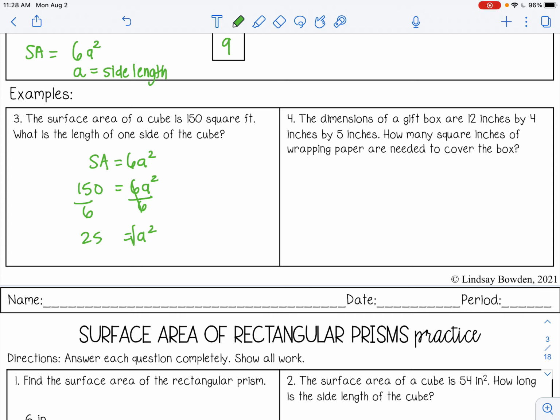All right, and then I'm going to take the square root of both sides. So that would give us 5. So the side length would be 5 feet for this one.